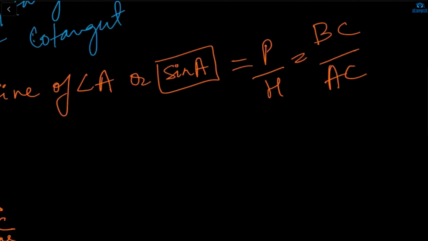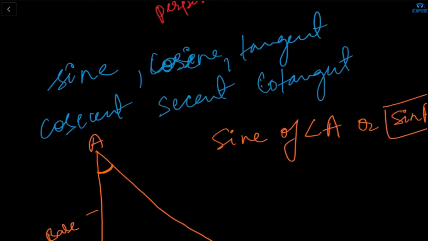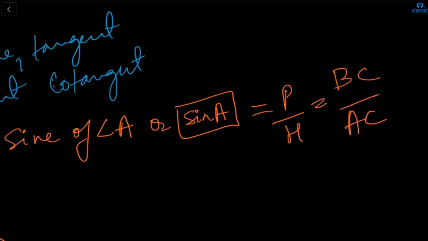All these trigonometric ratios, sine, cosine, tangent, are independent of the triangle's side lengths. They depend on the angles of the triangle. Now it is P by H, BC by AC.